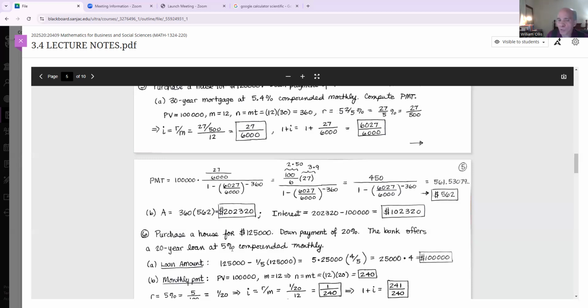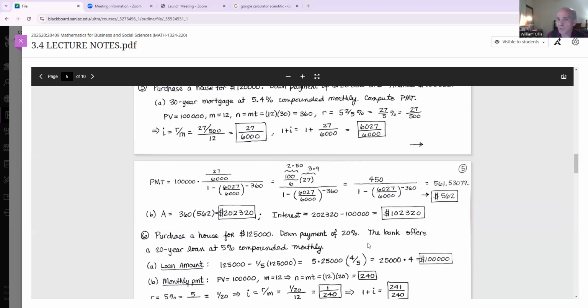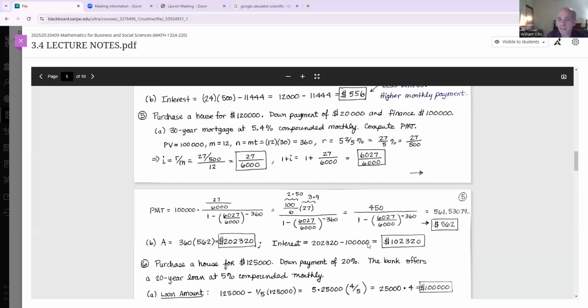Well, let me try one more time and see if I can get this. $202,320. That's a little bit better. So again, we've got the 202 with the 1,000 and then the 320. $202,320. Wow, that's a lot of money. So now when you think about this, finance $100,000, you got a hefty amount of interest here. Now, let me just say this. This is not a bad interest rate. 5.4 is not horrible. It's not the end of the world.